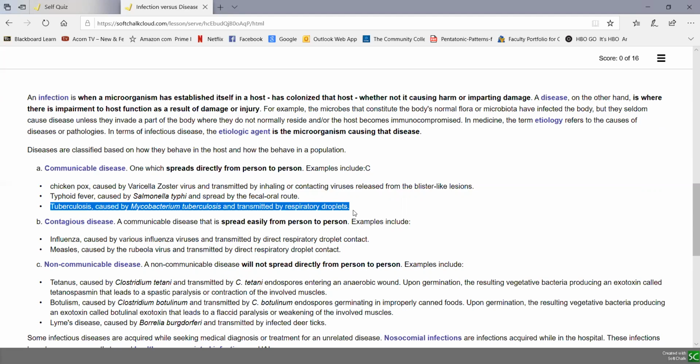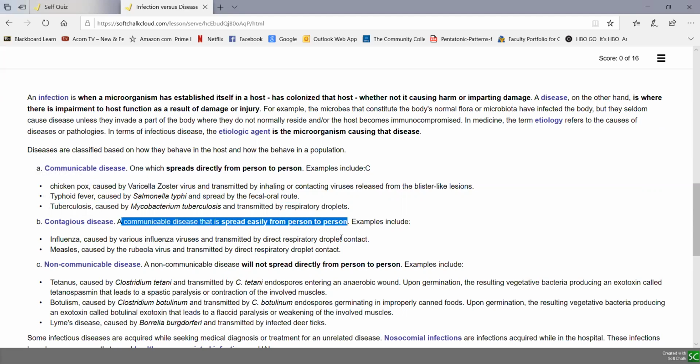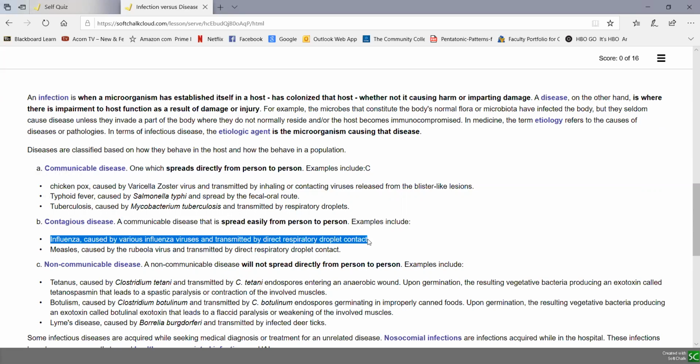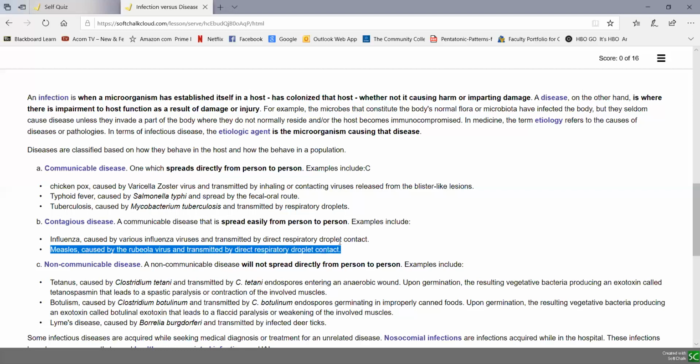Now, a contagious disease is a communicable disease, but it's spread easily from person to person. So it's highly contagious or spread easily. Examples would include influenza, caused by the various influenza viruses, again transmitted by respiratory droplets. Measles, caused by the rubeola virus, transmitted by respiratory droplets. And of course, COVID-19, caused by the SARS-CoV-2 virus.